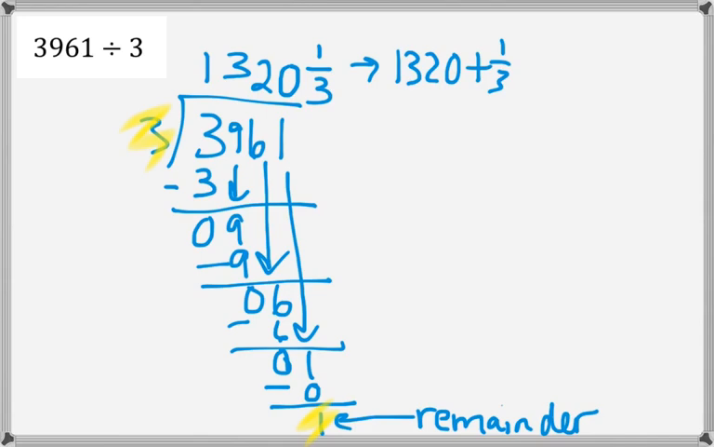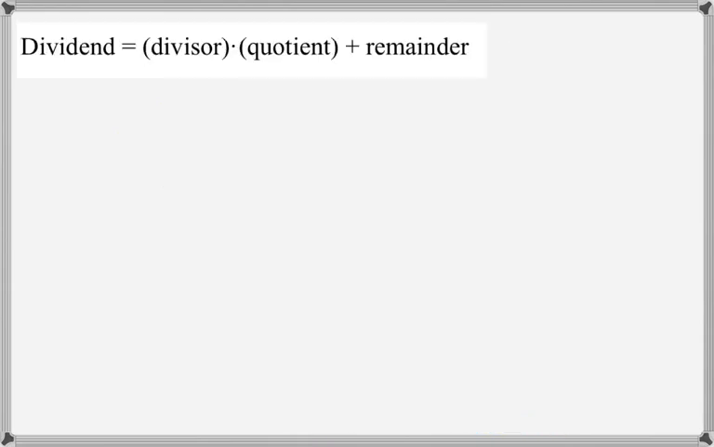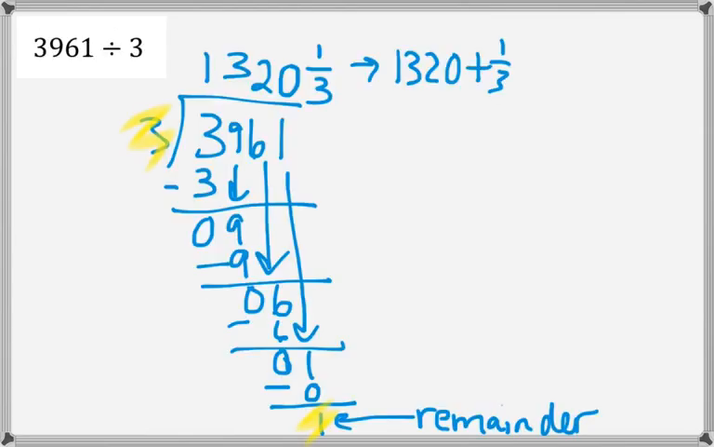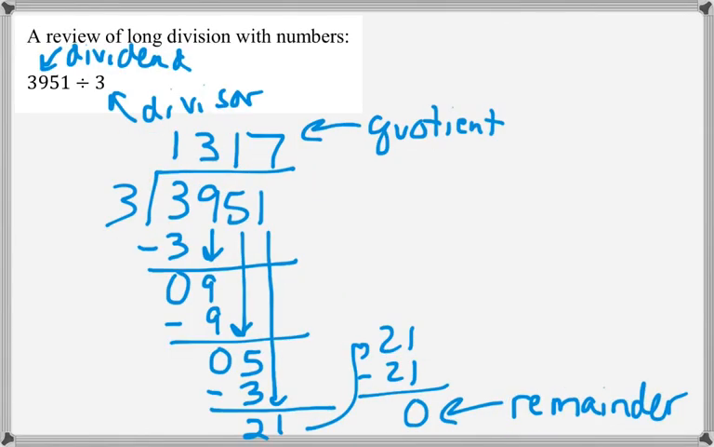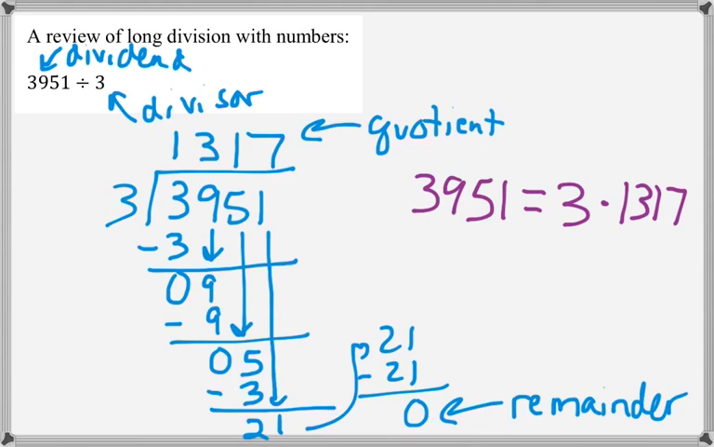Another relationship we see between the dividend, the divisor, the quotient, and the remainder is this relationship right here. So if the remainder is 0, then the dividend is just the divisor times the quotient, which we saw here. If you take 3 times 1317, that equals 3951 because the remainder was 0.